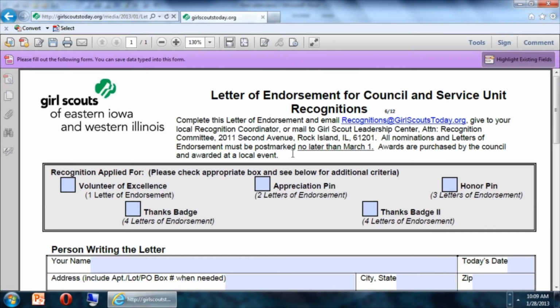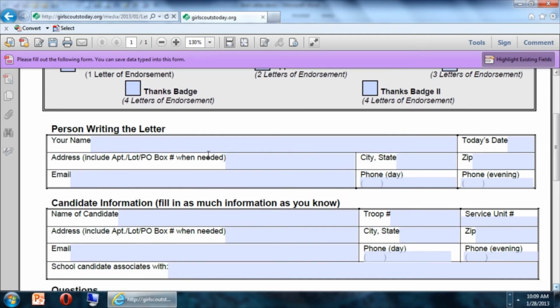The letters of endorsement may be sent together with the nomination form or may be filled out and sent separately by someone other than the nominator. We're going to look at the first box, which is the person writing the letter. Fill that out just the same as the nomination form. You're going to fill out the candidate information. That is the person you're writing the letter for.